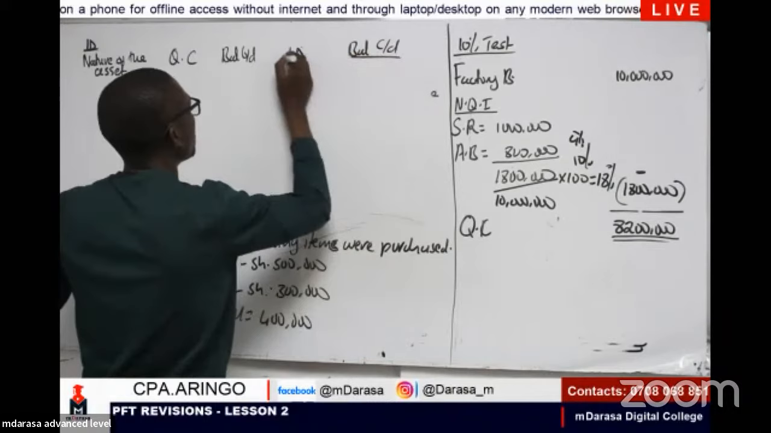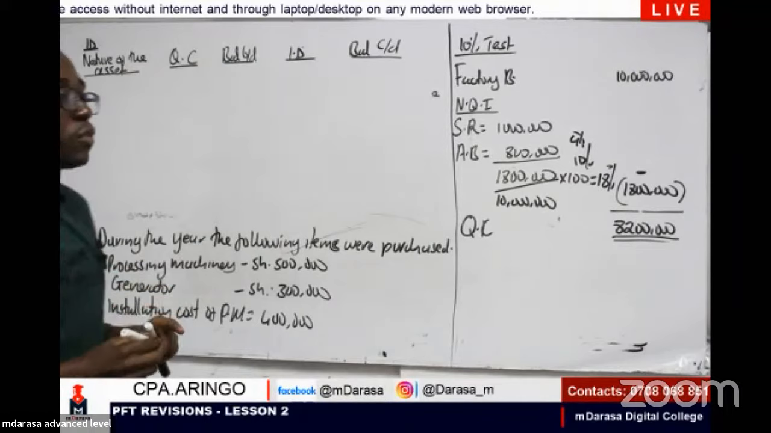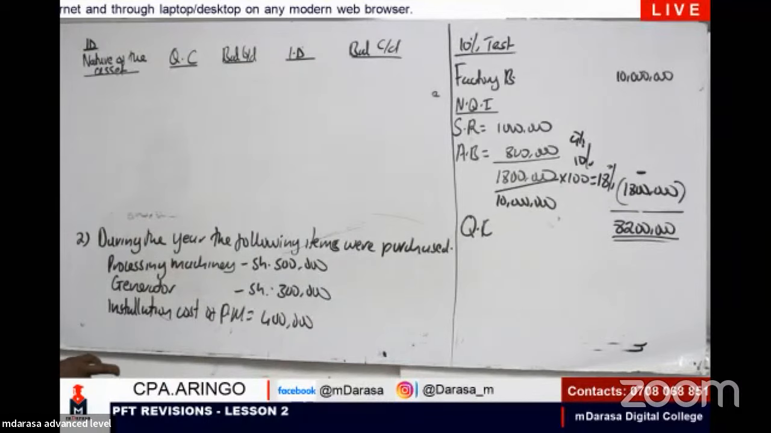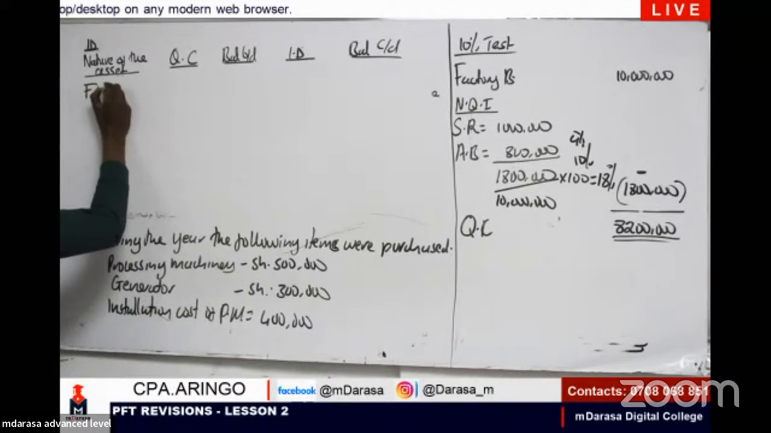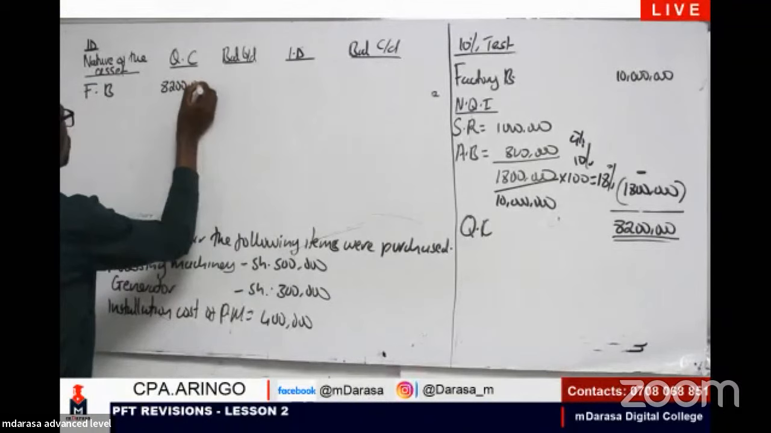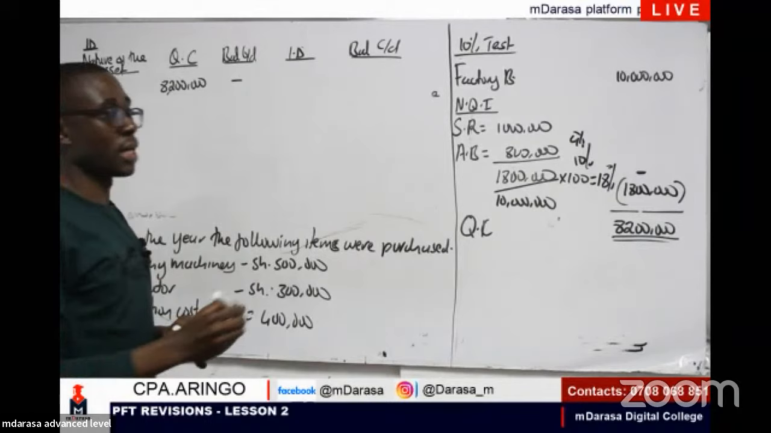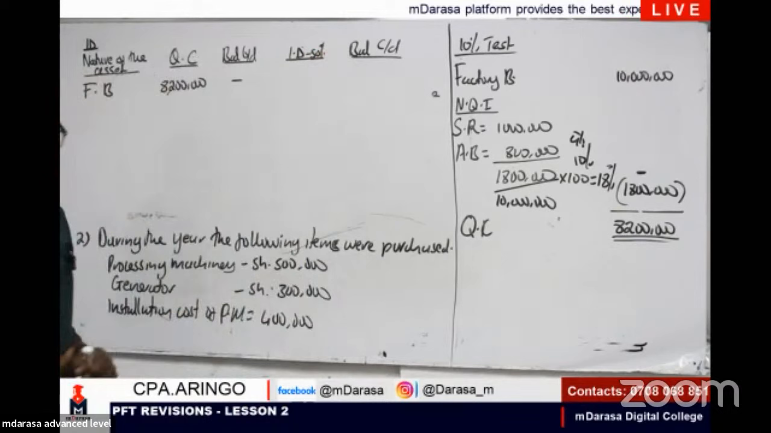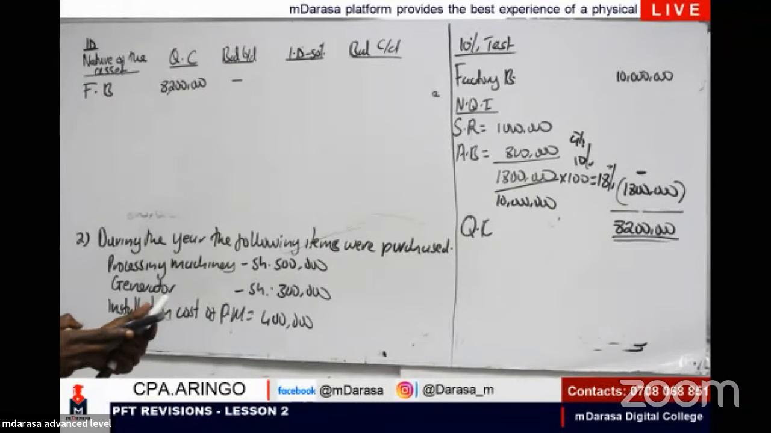This is the format of computing ID, the best format that you can use. The first asset is the factory building. We have determined our qualifying cost to be 8.2. We didn't have any balance brought down. Remember, we are looking at year one, so 50%. Year one, I should be talking of 8.2 times 0.5, which gives us 4.1.